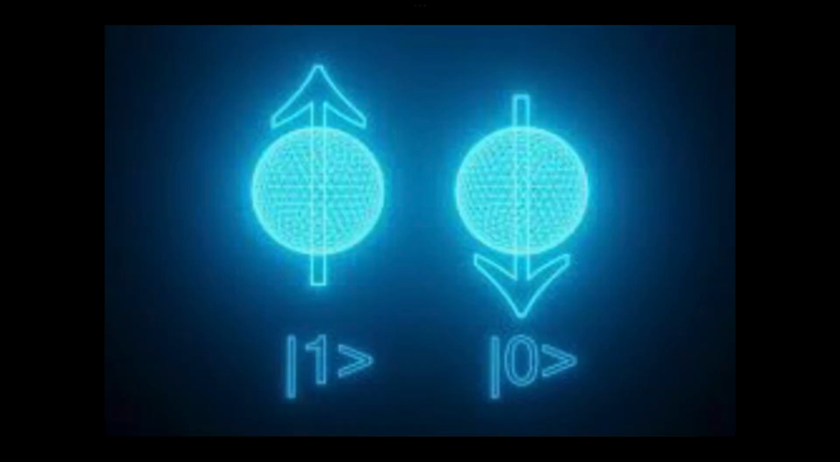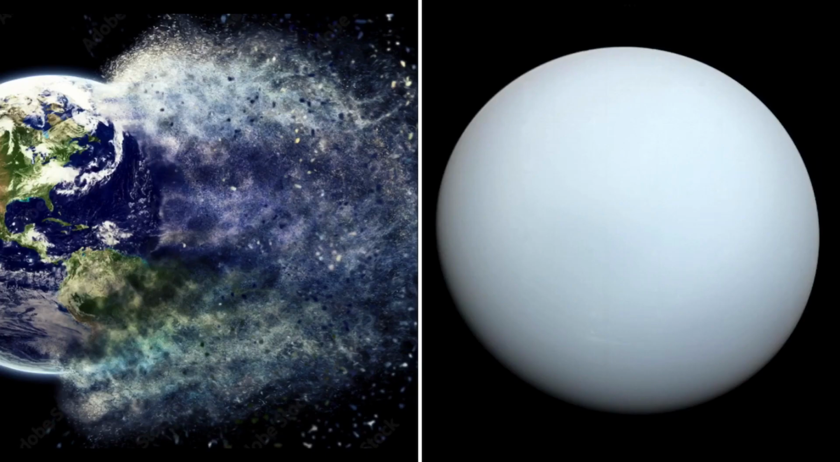Again, this behavior could not be described by classical physics, but could be explained by quantum physics. Whatever happens to one will happen to the other. If you do something to a particle on Earth, the same thing will happen to its entangled particle on Uranus. This is mind-bending!